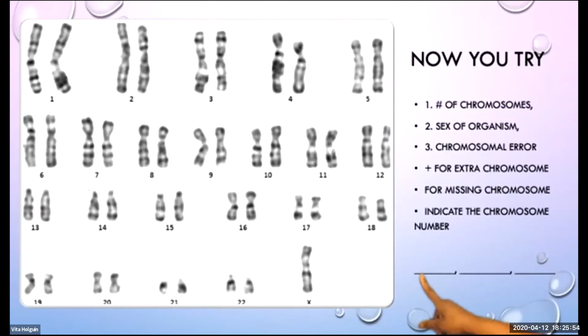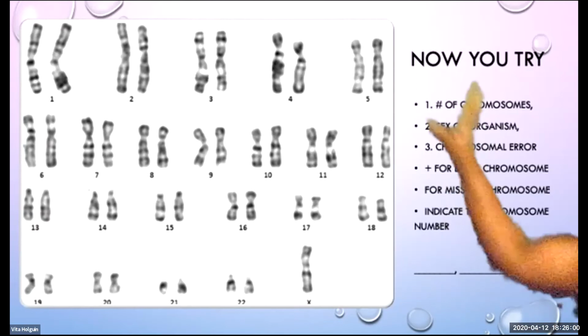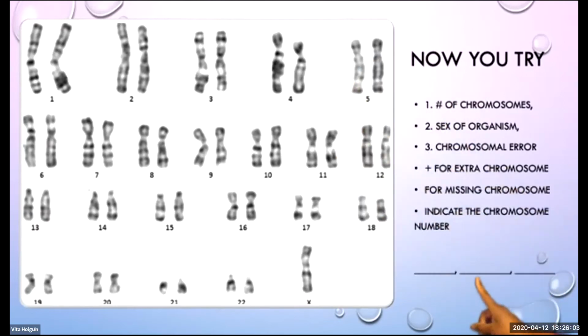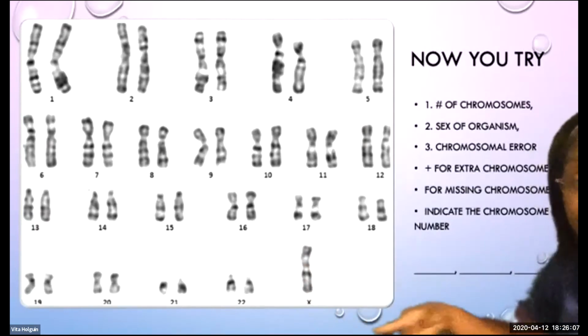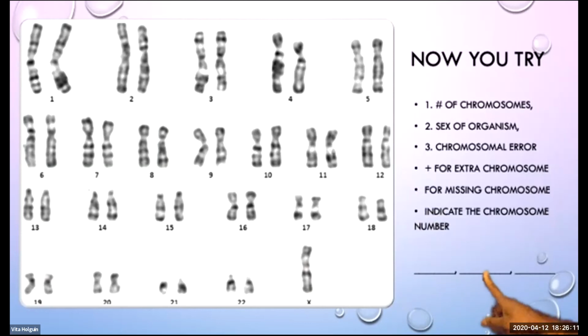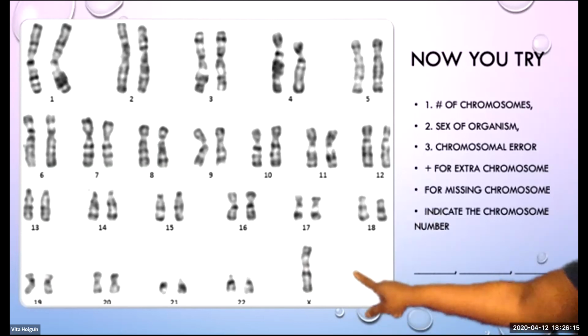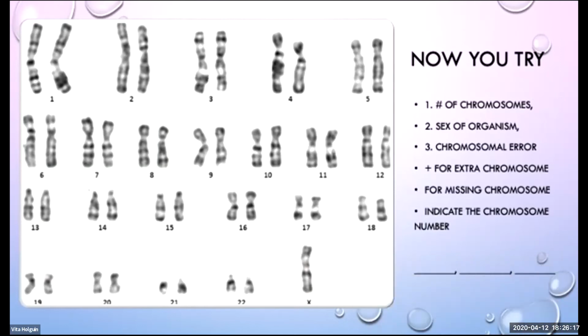So 45, the letter X, minus 23. 45, because there's 45 chromosomes. The letter X, because there's only one X that's visible. That's the sex of the child. It is a girl, but she only has one X. She doesn't have 2 X's. So it is a girl. And it's minus 23 because it's missing one of the 23 chromosomes.